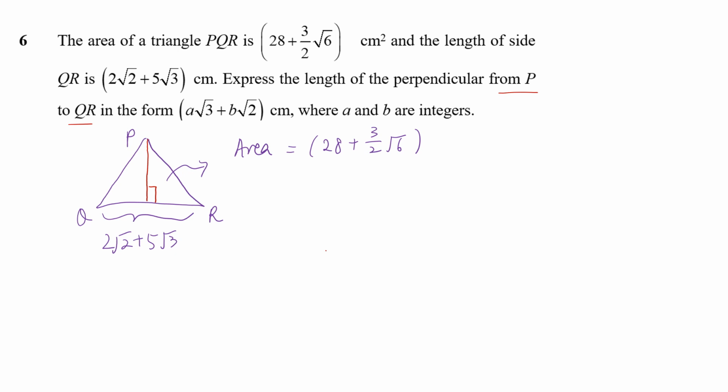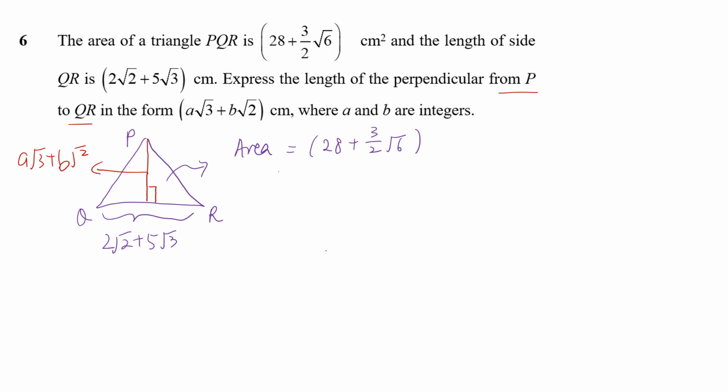All right, and the answer you have to express in the form a square root 3 plus b square root 2, where a and b are integers. By telling you that a and b are integers, it's actually trying to help you get the correct answer, because in the event that your a and b are not integers, then you know that there are some flaws in your working. All right, so we're going to use the formula to find the area of a triangle, which is half base times height.